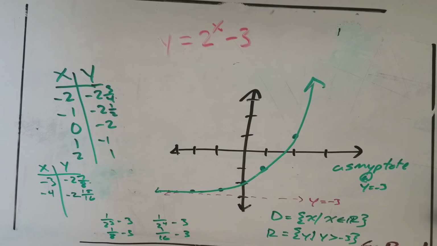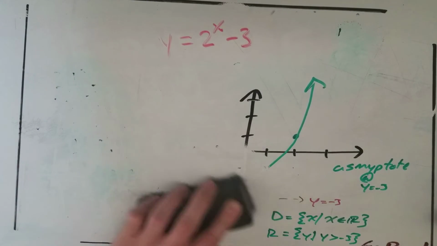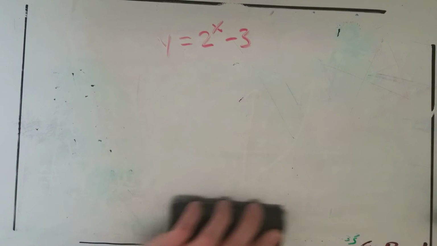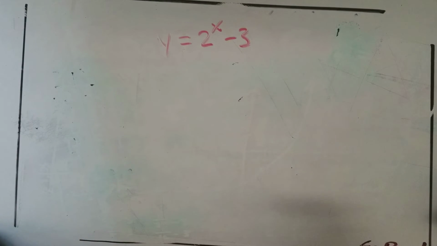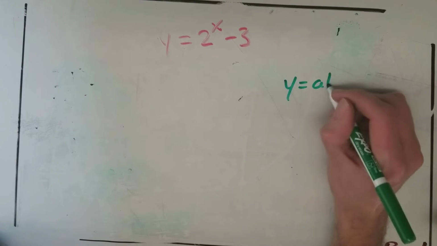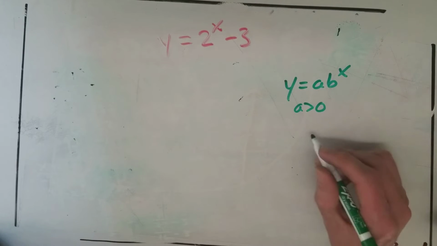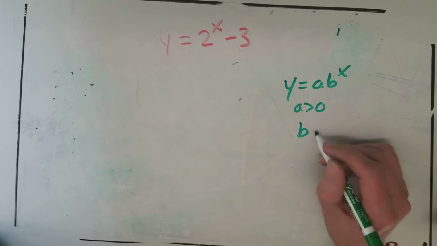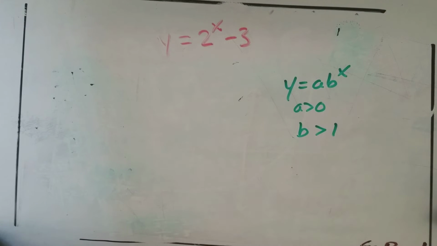So there was our first graph that we did, and this would actually be classified as an exponential growth function. And we can tell that by simply looking at the equation. So I'm going to move on to slide 3. Looking at the equation in slide 3, it defines an exponential growth: y equals a times b to the x, where a is greater than 0 and b is going to be greater than 1.